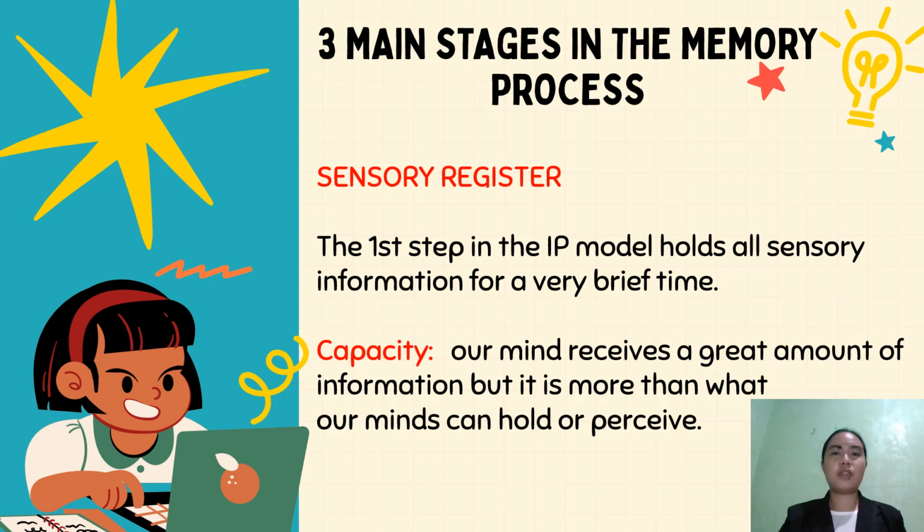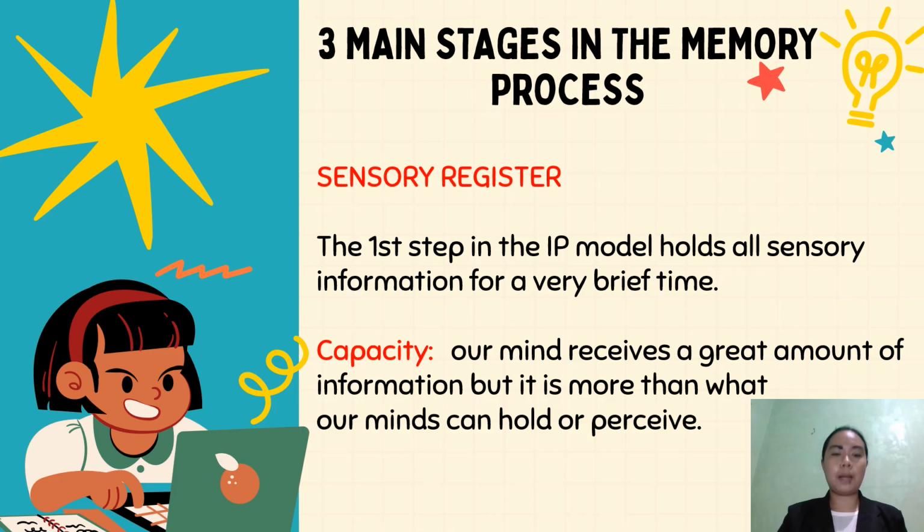Now let's discuss the three main stages in the memory process. The first one is the sensory register, or sensory memory. The sensory register is the first stage in the information processing model. It acts like a temporary filter that receives all the information coming from our senses, like what we see, hear, touch, taste, and smell. However, the information stays for only a very short time unless we focus our attention on it.